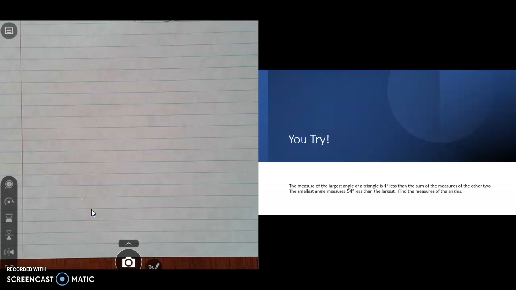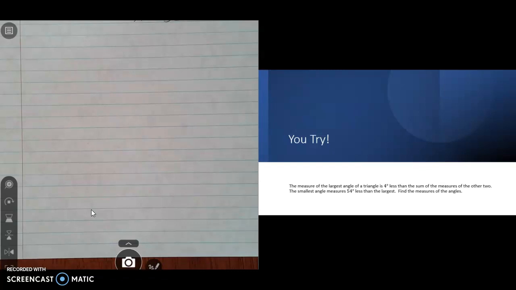Alright, you all just finished a U-Try where you got to solve an application of 3x3 systems of equations. So the problem that I gave you said the measure of the largest angle of a triangle is 4 degrees less than the sum of the measures of the other two. The smallest angle measures 54 degrees less than the largest. Find the measures of the angles.